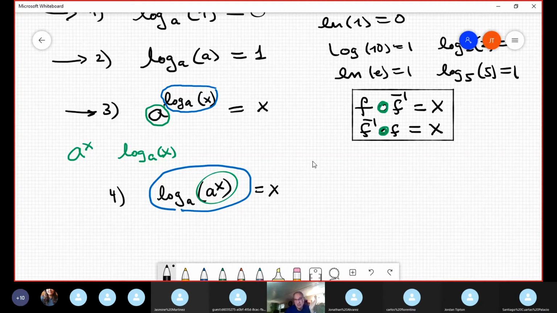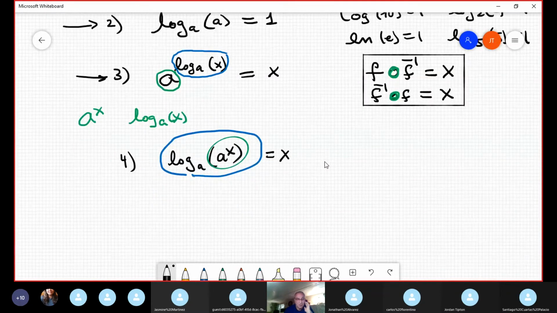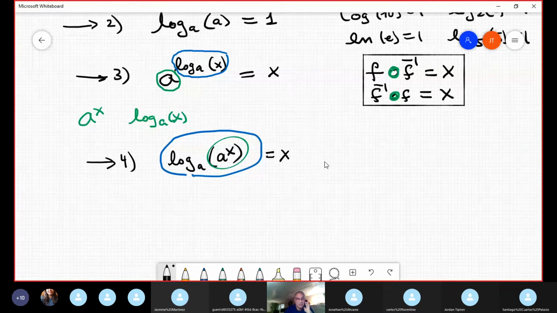Some antique books, not new books, called the exponential function the anti-logarithm. It's like the opposite. But the modern and new books call it exponential and logarithm. Okay, so this is the fourth property. Okay, number 5.